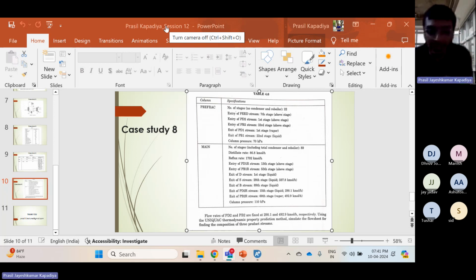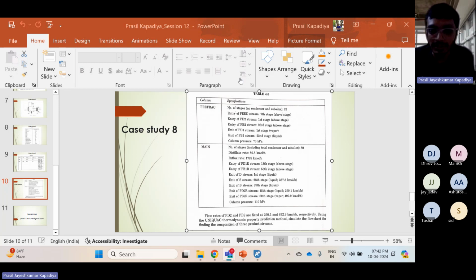So here we are given conditions for the prefractionator and main columns. Our two columns: one for the prefractionator and one for the main column. So we are supposed to simulate this. I have already simulated it, but I will just show you. I'm just trying to give control. Why is it not working? Okay, I'm giving you control.